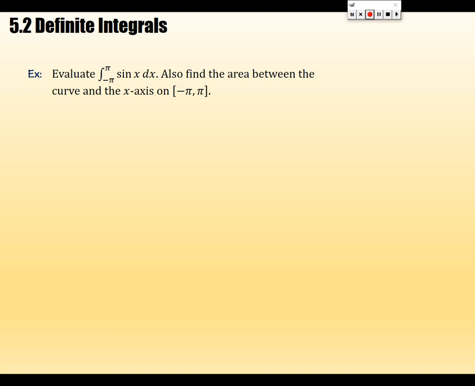All right, let's evaluate the integral from negative pi to positive pi of the function sine x dx. Also find the area between the curve and the x-axis. So when you're ready, go ahead and do that one.